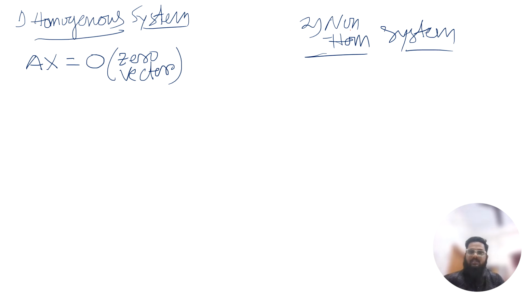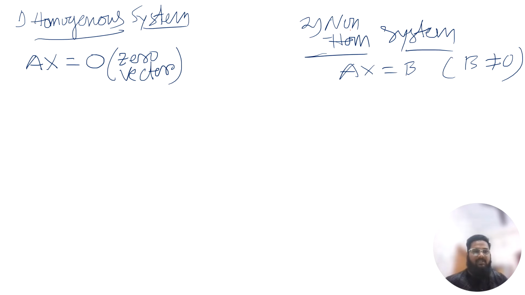And in the non-homogeneous case, the system looks like Ax equal to b, where b is not equal to the 0 vector. That means in b, at least one element is non-zero. Clear? So these two are the forms of the homogeneous and non-homogeneous system.